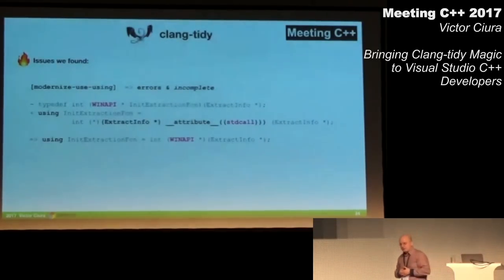UseUsing is a transformation that sounds trivial, and we had some surprises there. One example being function pointer definitions. As you might imagine, as Windows developers, when interacting with Windows APIs, we need to use the standard calling convention. That's the WINAPI macro there. So Tidy did some weird transformation there, and we had to fix those by hand. The correct version is the last one.